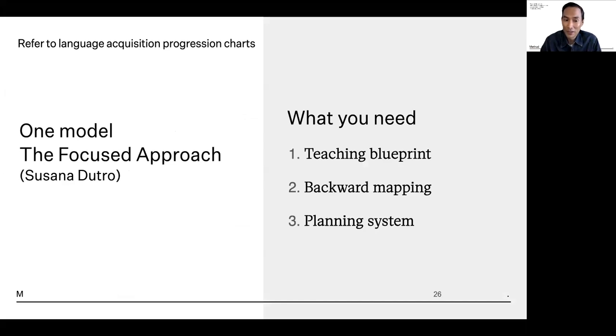One model of many models you can use is a focused approach. This is Susannah Dutro's. I just found this and I think it works well, but it matches many of the approaches that I've studied and also deployed in different years. So what you need are the teaching blueprints, working backwards from the output that you're demanding, and also like a planning system. So most of these models for teaching follow this. You have to have like a roadmap. You have to think of whatever the output is and go backwards and have a planning system.